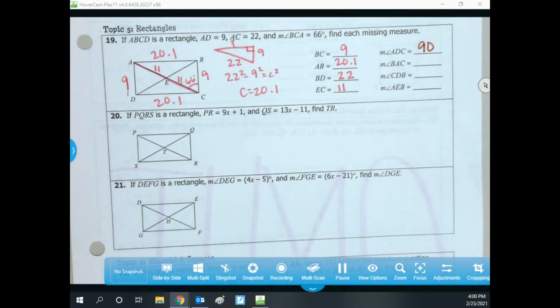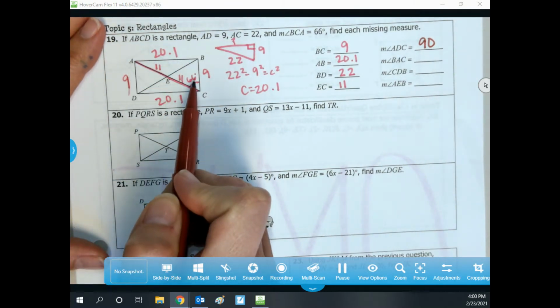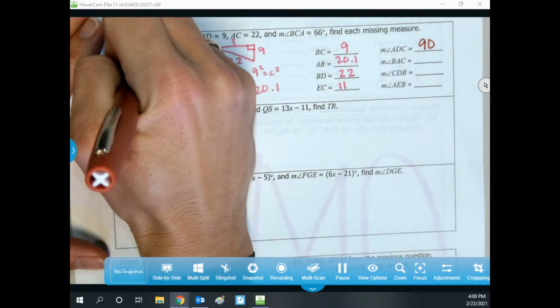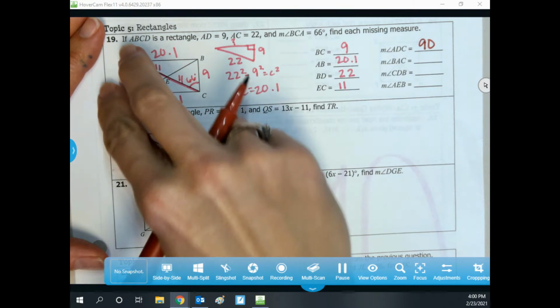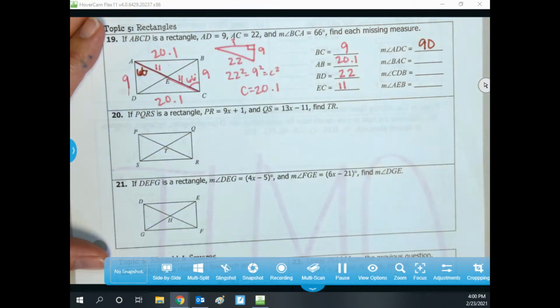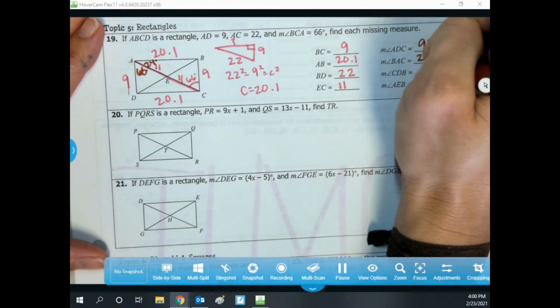Find BAC. If this one is 66, that means that this one right here is 66. And we know that these two angles added together equal 90. So 90 minus 66 is equal to 24 degrees. So BAC is 24 degrees.